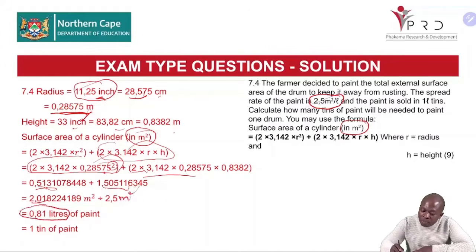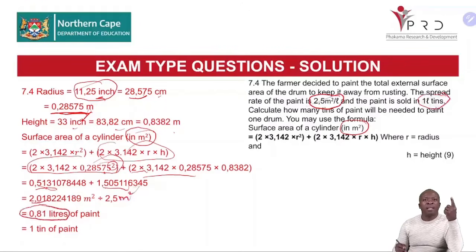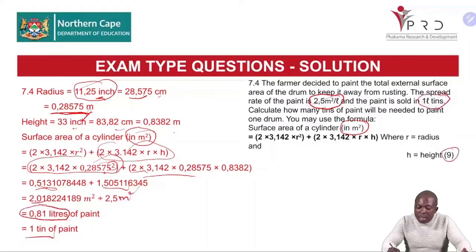Go back. The examiner is saying we sell the paint only in 1 liter tins and we need 0.81, meaning it's not even 0.9 yet. So the best thing to do is to just buy 1 liter of paint. That's why you see that I'm having 1 tin of paint, and then that's it. You are done. Look at how many marks the examiner gave to us. It's a lot of marks because there was a lot of information required.